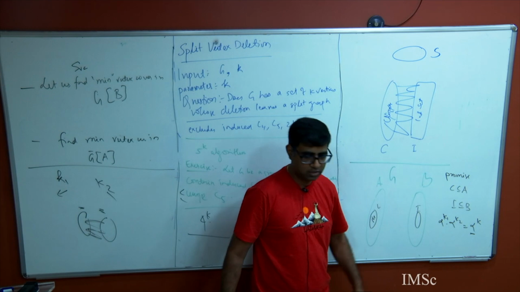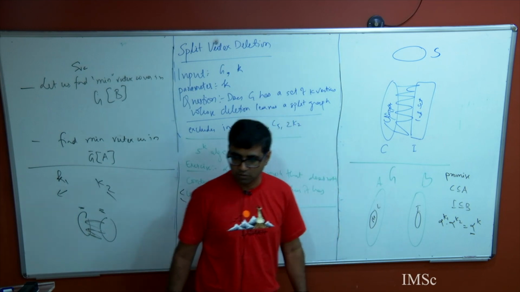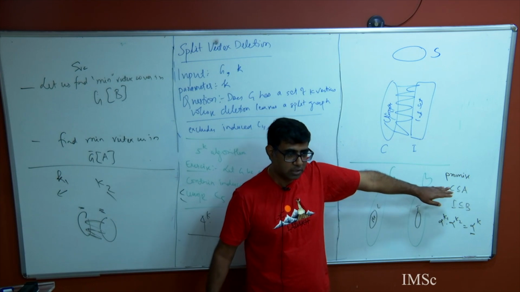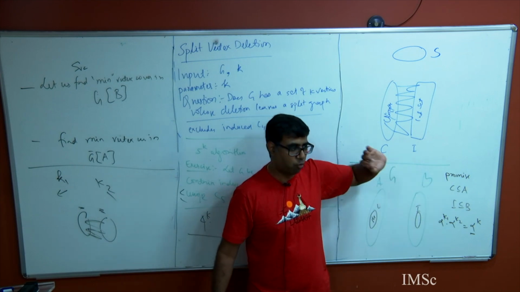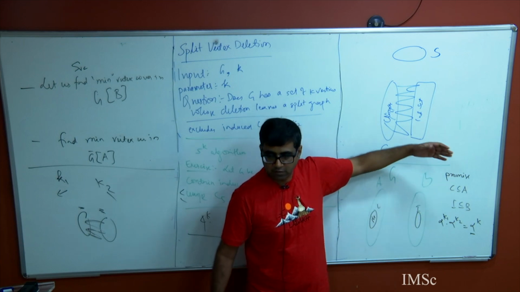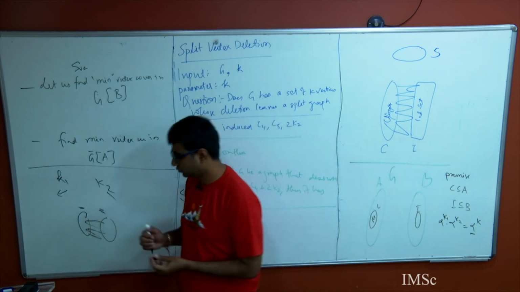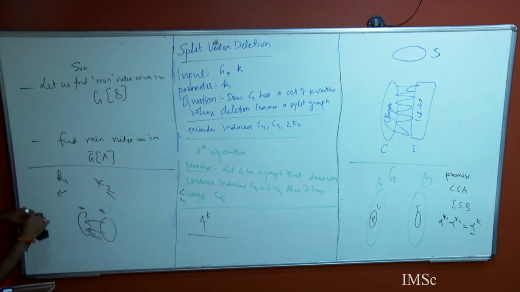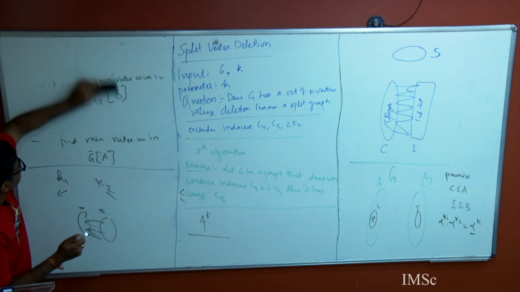So I can get a split vertex solution algorithm in this running time if you give me such a promise. Okay. So now our question boils down to finding this promise. So now we will try to find this promise. Unfortunately, we cannot find one promise.